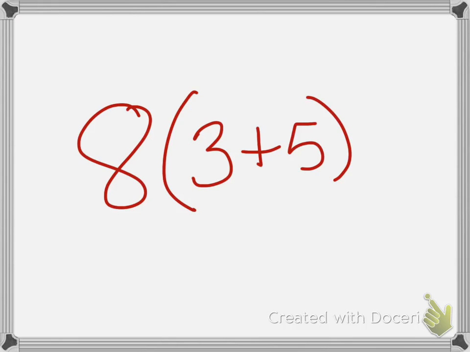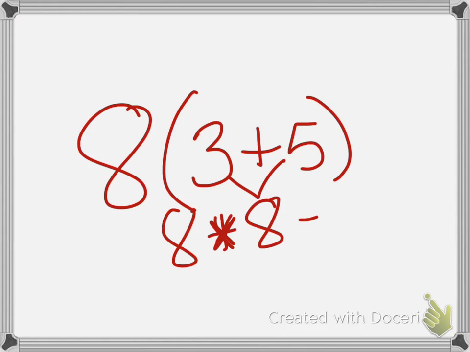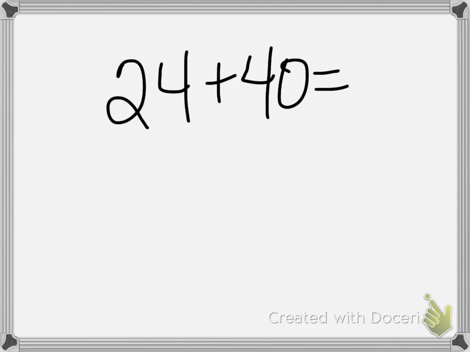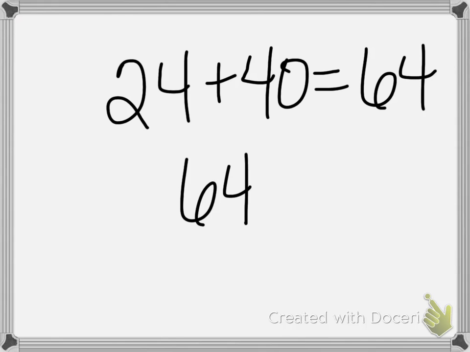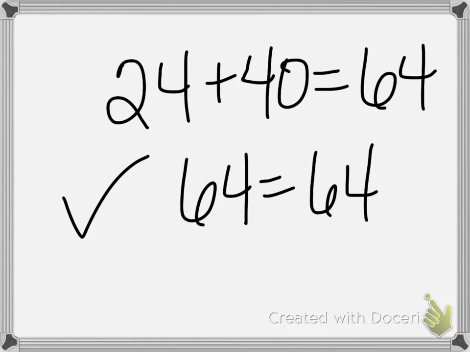And if I want to check myself, I know that 3 plus 5 is 8, and then 8 times 8 is 64. Do you remember what the original problem was? The original problem was 24 plus 40. Does 24 plus 40 equal 64? It actually does. Good job.